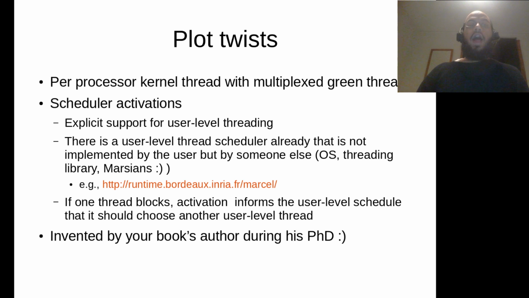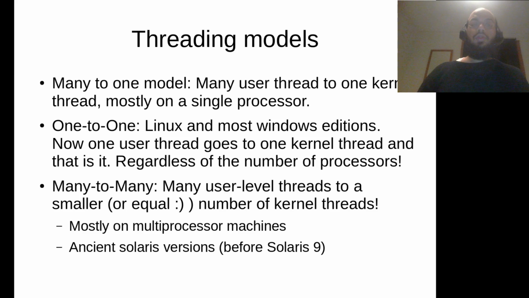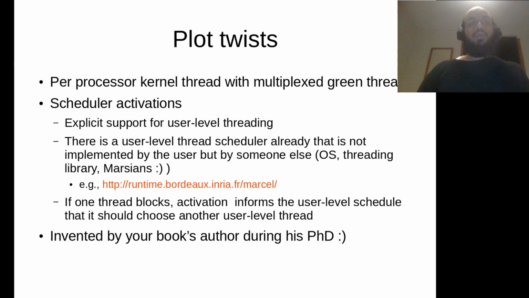Okay, and there are plot twists to all of these 3 models. There is one where you have a per processor kernel thread with multiplexed green threads, so a many-to-many threading model, but you have for each processor one single kernel thread. So if you have a multi-core processor with 4 cores, then you'll have 4 kernel level threads, but then you have green threads that get multiplexed on that. Okay, this is one plot twist.